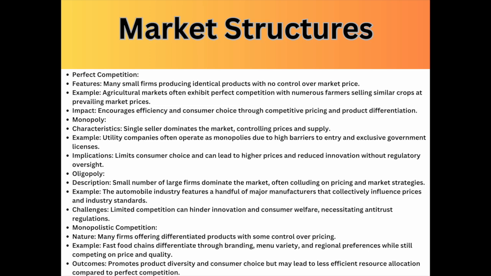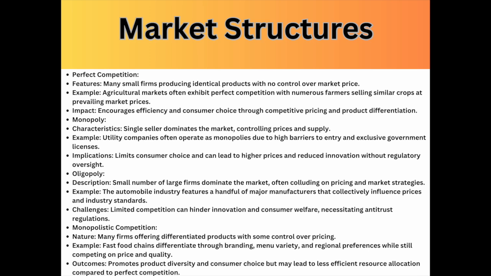Oligopoly. It's a small number of large firms that dominate the market, often colluding on pricing and market strategies. For example, the automobile industry features a handful of major manufacturers that collectively influence prices and industry standards. Limited competition can hinder innovation and consumer welfare, necessitating antitrust regulations.